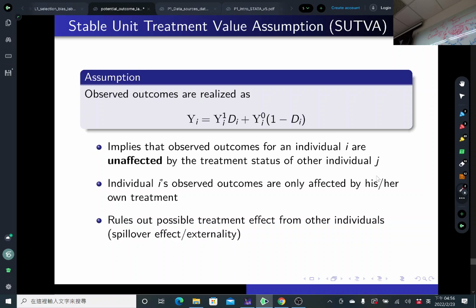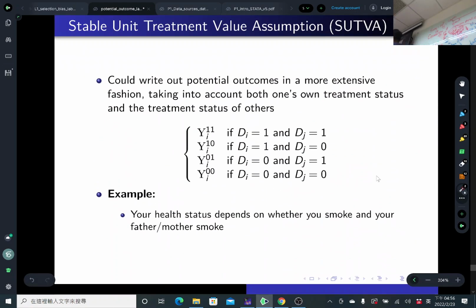But in some cases, the observed outcome should depend on other people's treatment. So basically, this framework rules out possible treatment effects from other individuals. That is some kind of spillover effect or externality. We exclude such things, but we have to do that. If we do not rule these out, everything will be very complicated. So I will show you why we have to do that.